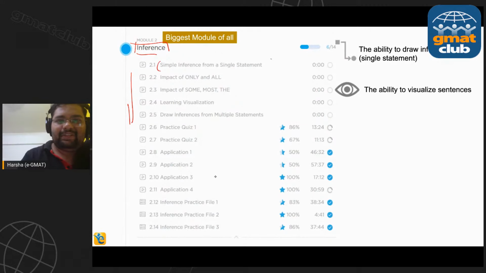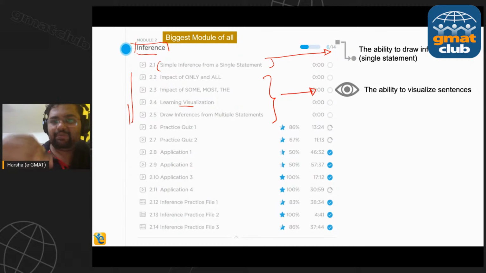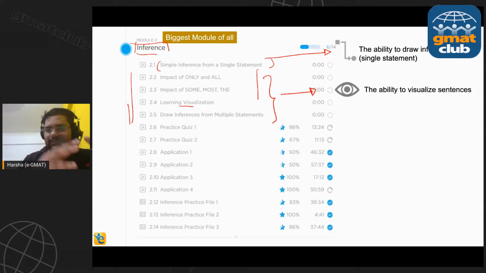We are trying to teach you how to draw simple inferences from single statements. We are trying to teach you how to visualize stuff. Through all these things, you'll actually start learning visualization, and you're starting to build these skills. It's not that just by doing this you're mastering it, but that's why there's this concept of progressive difficulty. Once you start learning it, and as you go through the course, the questions get tougher. You see that progressive difficulty also setting in.